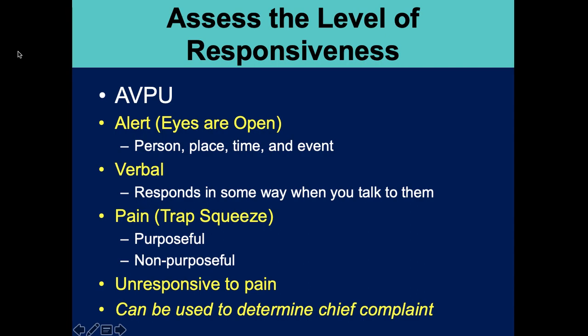Now, of course, the U in AVPU is unresponsive to pain. You do the trap squeeze, you yell at the person, whatever it is, no response whatsoever. Ultimately, if this person has an altered mental status, whether they're just disoriented or unconscious, no matter what their problem is, whether it's a medical patient or a trauma patient, their chief complaint is they're altered. So this person crashed his car, he's got a massive head injury, he has an altered mental status. This other person is having a massive heart attack, causing him to have an altered mental status. So he has an altered mental status secondary to his medical complaint.